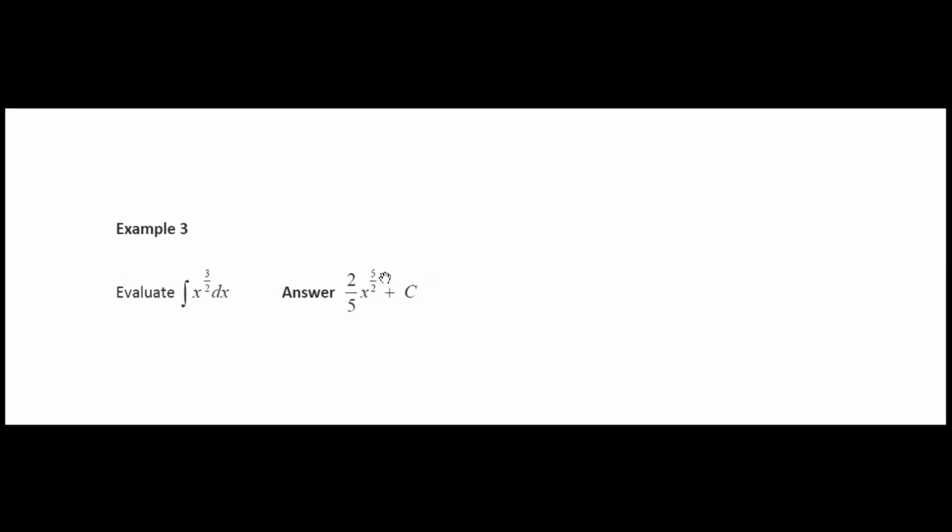Let's look at example 3. Here we have a fractional exponent done the same way. You add 1 to 3/2. Suggestion: write 1 as 2/2. Then 2/2 plus 3/2 is 5/2. Now you divide by your new exponent. Well, the new exponent is 5/2, but dividing by 5/2 is the same thing as multiplying by 2/5. And so it's 2/5 x to the 5/2 plus c.